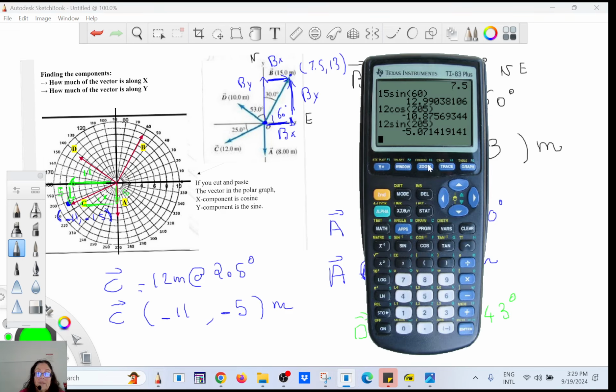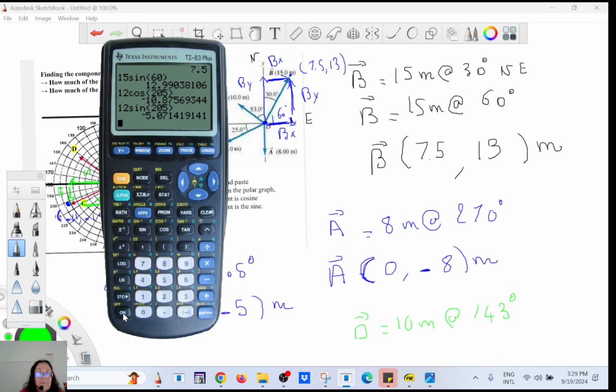So the x component, let's do it quickly, will be 10 cosine 143. It's negative because it's pointing to the left, so negative 8. And the other one is 10 sine 143. And it's 6. Is it 6? Yeah. Okay, 6.